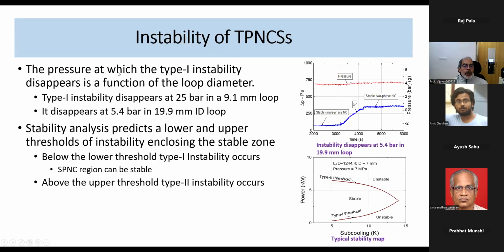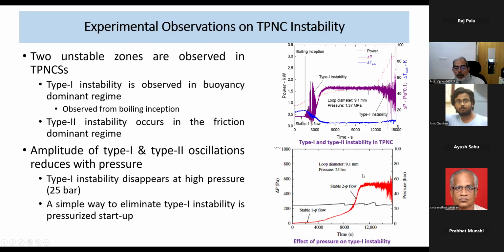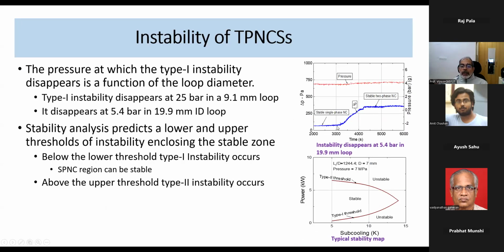And what we have found is, if you have a larger diameter loop, the instability disappears at a very low pressure. For example, this is the experiment which we have done at 5.4 bar in a 19.9 mm uniform diameter loop. The previous one was in a 9.1 mm ID loop. So you can see that beyond 5.4 bar, it is all unstable.